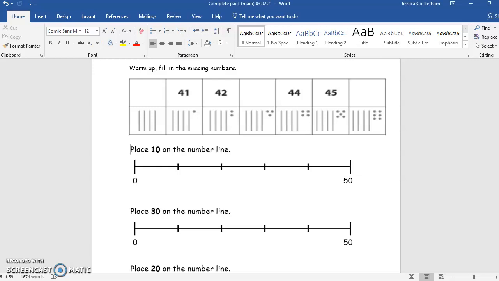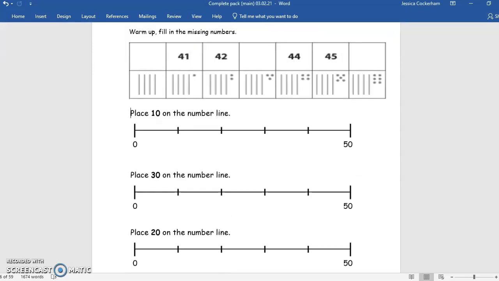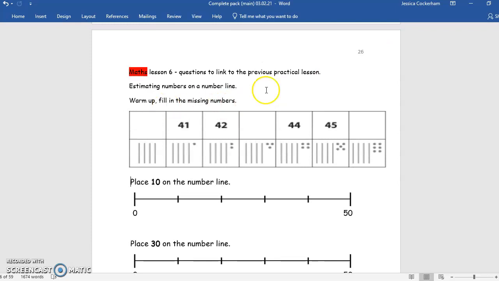So you need to be on maths lesson 6. Your lesson should look like here. It's on page 26 as well, okay? So we've got estimating numbers on a number line. What I'd like you to do first is a warm up and fill in the missing numbers that you've got here. There are also some base 10 below these to help us.